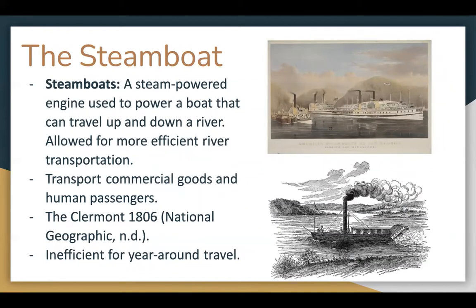Steam engines used coal to power factories and eventually boats and trains. Steamboats used a steam power engine and they could travel up and down rivers. Steamboats made for efficient river transportation and transported products and people.